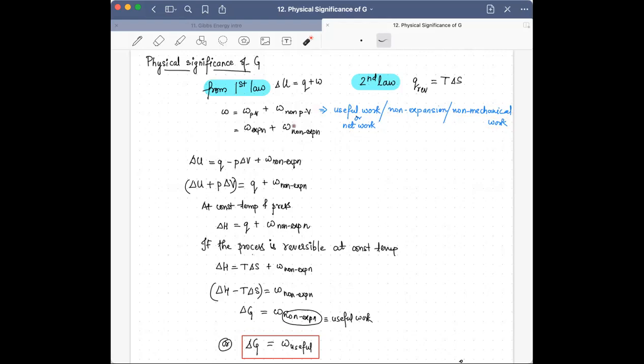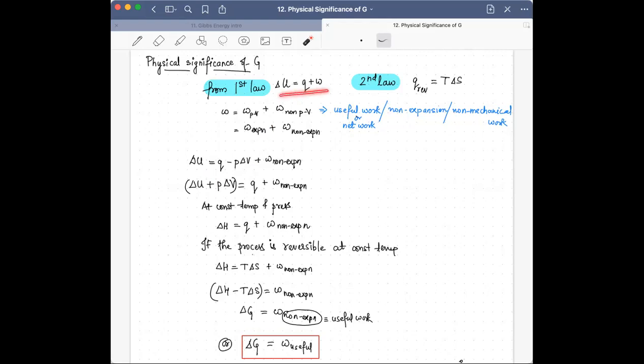So this is what we are going to see and try to relate to the Gibbs free energy, and therefore be able to understand the physical significance of the Gibbs energy, how it is useful for us in deciding the criteria of spontaneity, which we tried to visualize in the previous video. So how do we proceed?